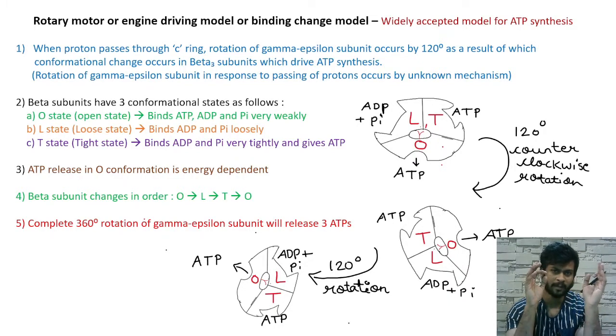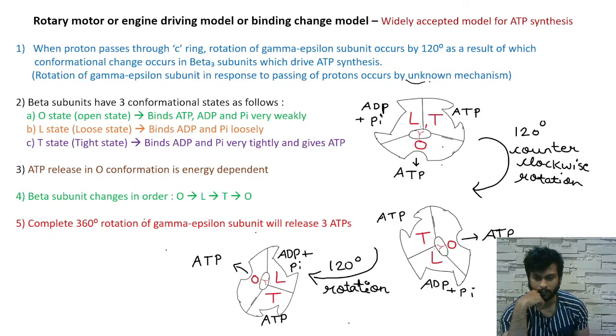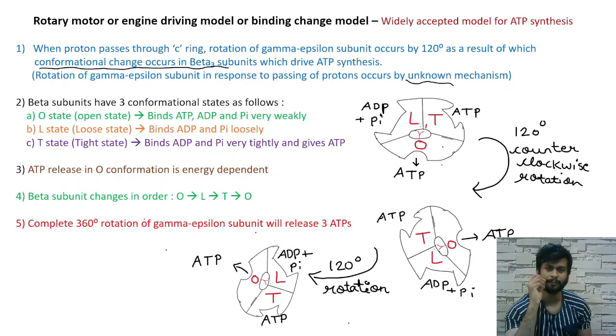The proton from the intermembrane space, when it is going to pass through the A subunit of the F0 component, there will be rotation of the C ring, and along with it the gamma epsilon subunit will also rotate. But how this rotation occurs is still unknown. But due to this rotation, there will be a change in the conformation in the beta subunit. And when one proton passes, a 120 degree rotation will occur.